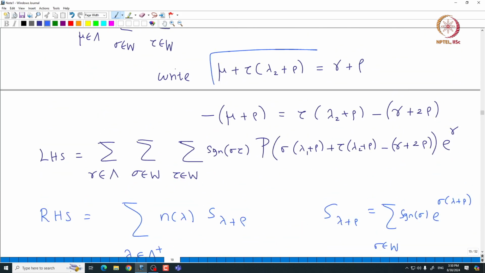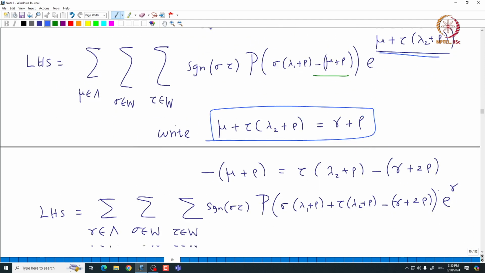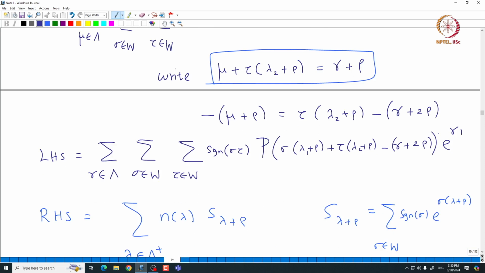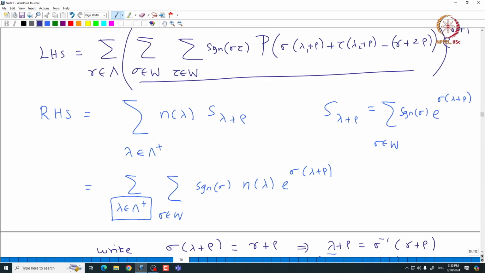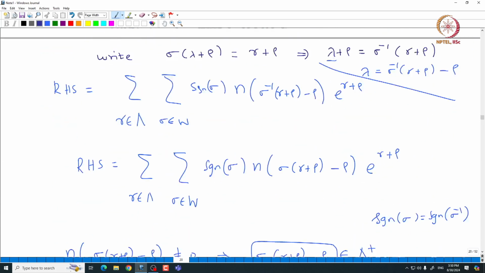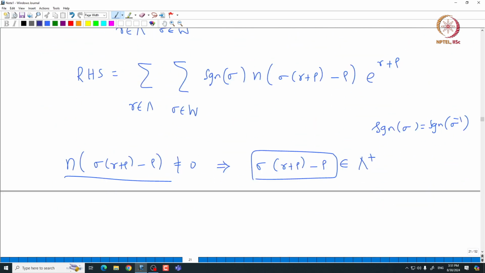So, we have substituted mu plus tau of lambda 2 plus rho to be gamma plus rho. That means this is what appears here. There is one rho missing, so we should write this rho here. Now we have this left hand side that has some formula. So, the coefficient of e power gamma plus rho is given very explicitly by this. But what are we interested in? We are interested in the coefficient of e power gamma plus rho when gamma is dominant, because that is how we can actually capture the elements this n of gamma.